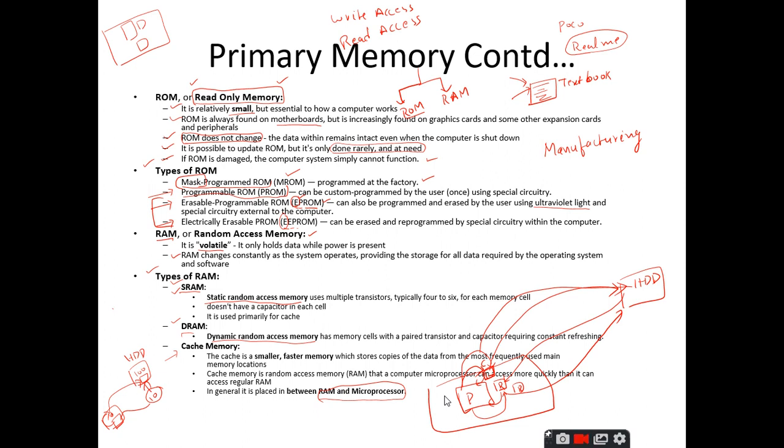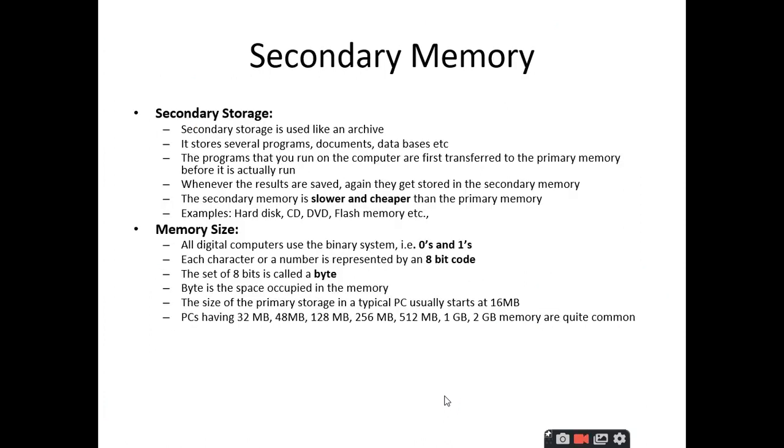So, that completes the discussion on the primary memory. Let us have a quick discussion on the secondary memory. As I told, the secondary storage is the permanent storage. Whatever contents you store inside this secondary storage, they are permanent in nature. They are not gone even though you remove the power. So, they can be used as archives. It is used to store the programs, documents, databases, etc. on the permanent basis.